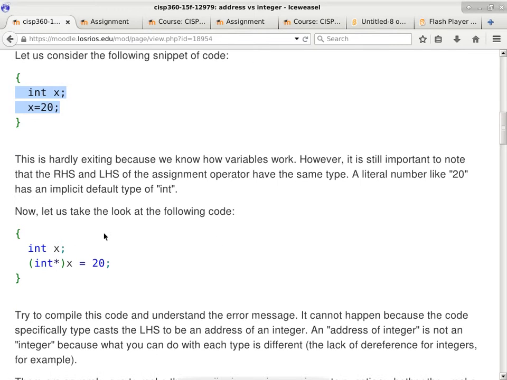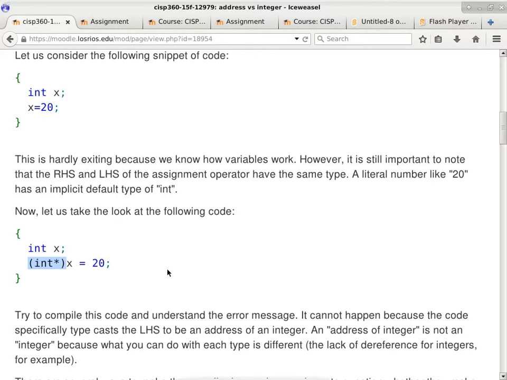So what we're going to do next is to introduce the concept of an address. So what I'm doing here with the second line is a little bit tricky, okay? The right-hand side is still 20, which is just a quantity of 20, but the left-hand side is now something else, okay? What is this part here? What is int star doing within this code? How do we call this? It's a typecast operator, okay?